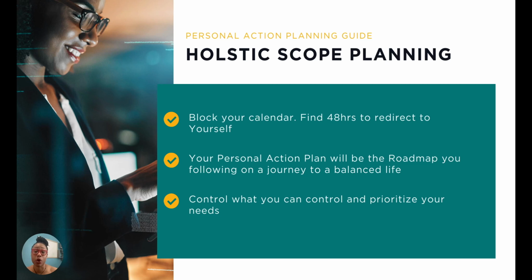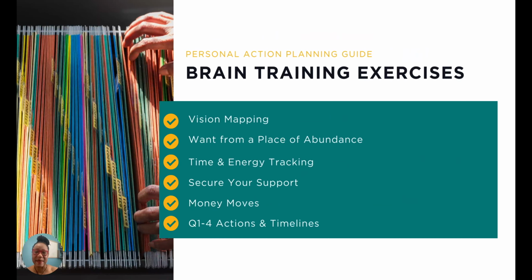Because your personal action plan is your roadmap. It's the roadmap that you're going to follow as you're manifesting this life that is more balanced, the business that you want to sustain. So I want you to download your personal action planning guide that is in this lesson. It is a step by step workbook that will help you to prioritize your goals. It will walk you through time and energy budgets, how to identify the support that you need and to get it in place, making money moves, and also what are the next best steps that you need to take quarter over quarter for the upcoming year. So this is your asset. And it includes different brain training exercises.